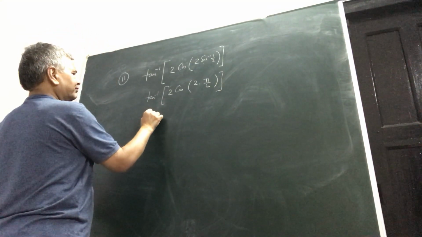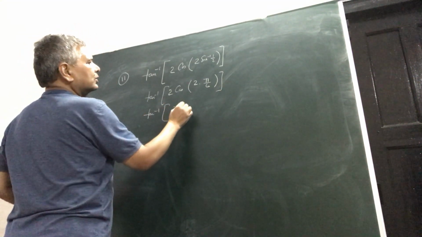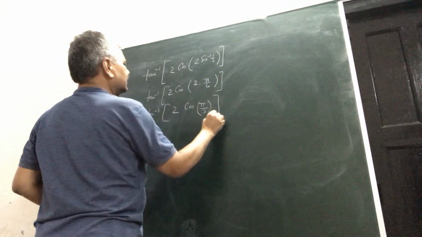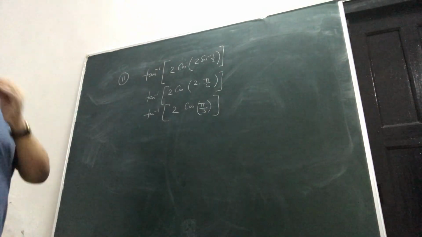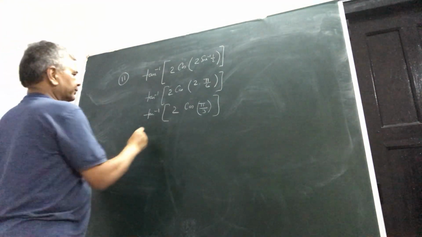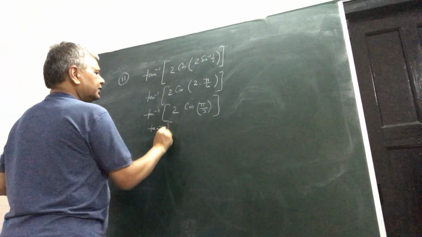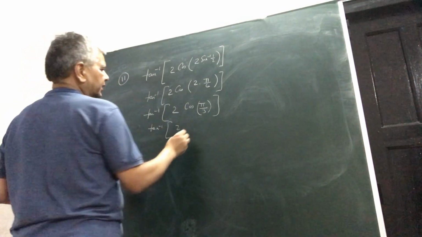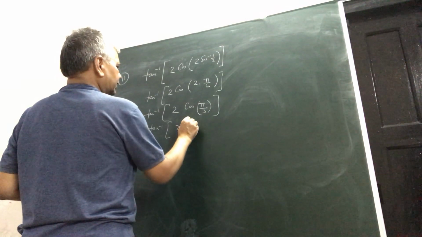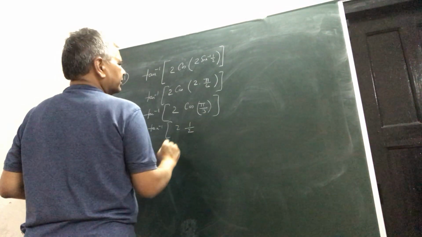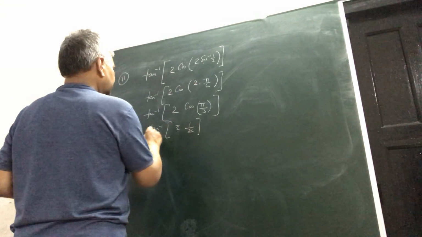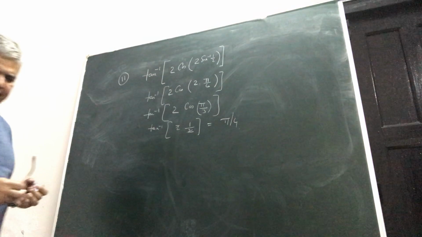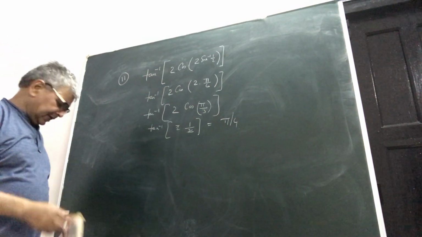So you basically have tan inverse of 2 cos pi by 3. What is pi by 3? Cos 60. Cos 60 is 1 by 2. So it is tan inverse of 2 into 1 by 2, which is tan inverse 1, and everybody knows it is pi by 4. I think that was the result which you wanted to prove. So that would be the answer.